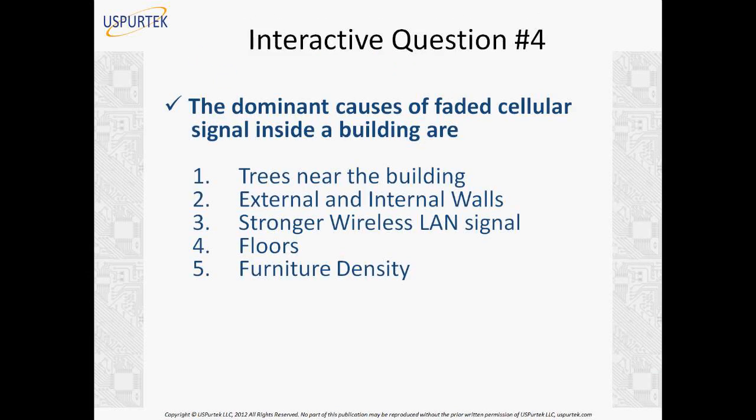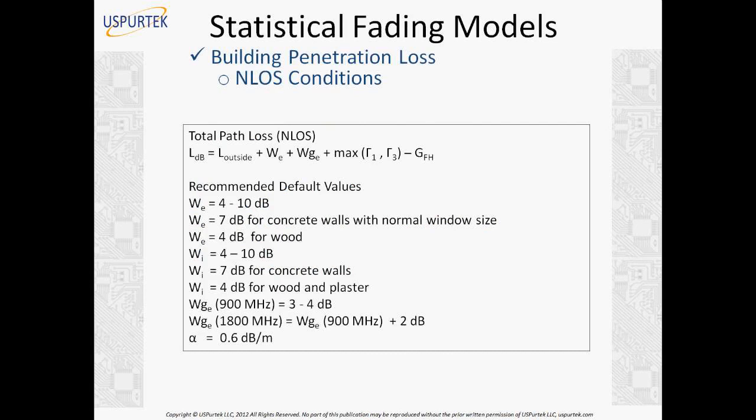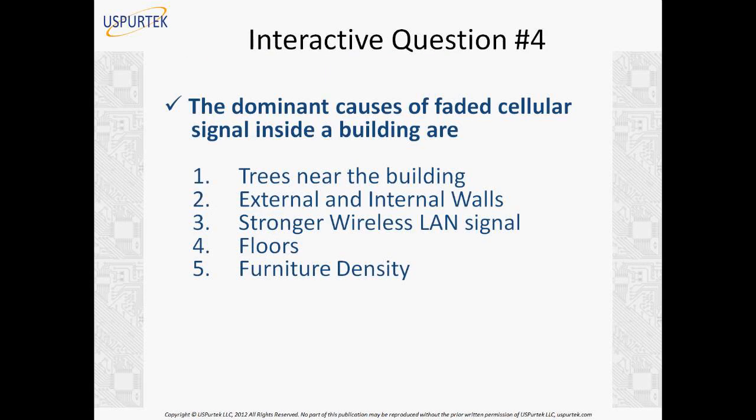I think we need to do this question. Okay, so let's pause for a while and try to answer this question. The dominant causes of faded cellular signal inside a building are: trees near the building, external and internal walls, stronger wireless LAN signal, floors, furniture density. So what do you think causes a signal level to fade inside a building?